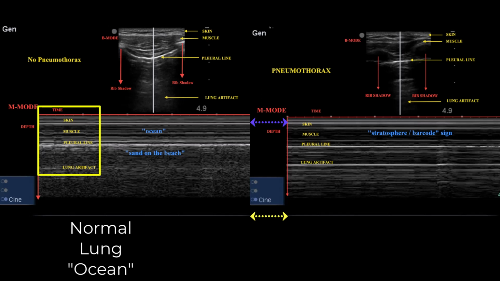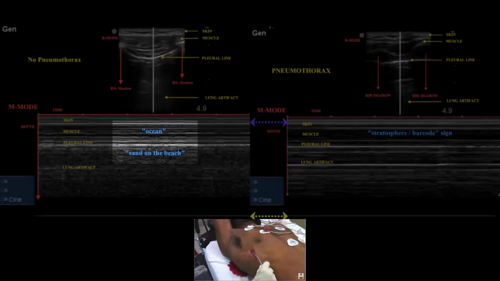The normal lung demonstrates the skin, muscle, pleural line, and lung artifact. The muscle is known as the ocean, and the lung artifact is a picture of the sand on the beach, which means this is normal. You're looking at waves and something that looks like sand on the beach.